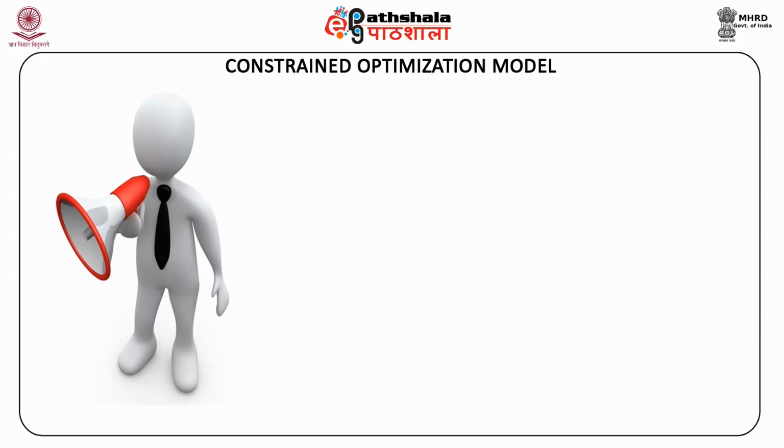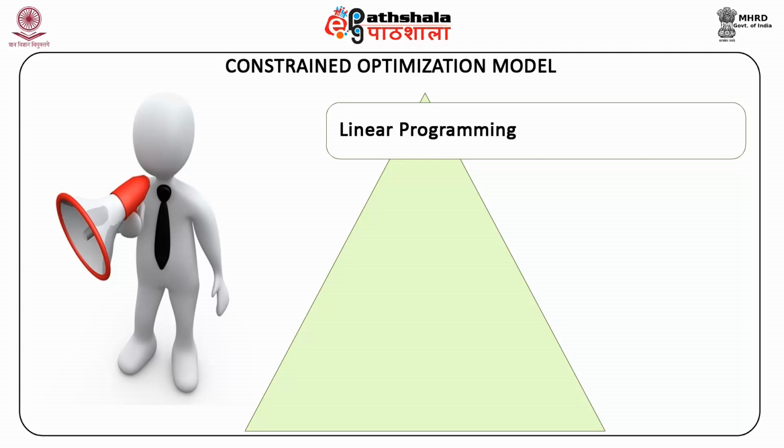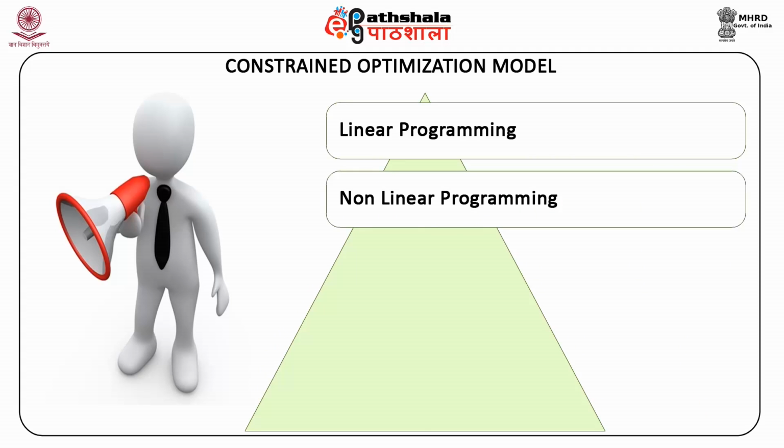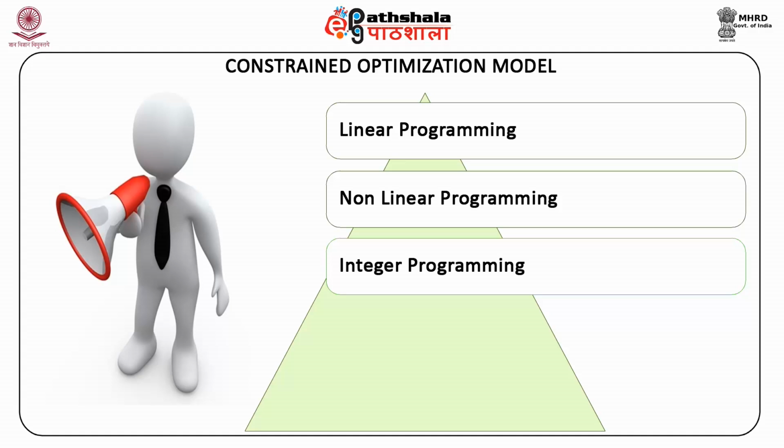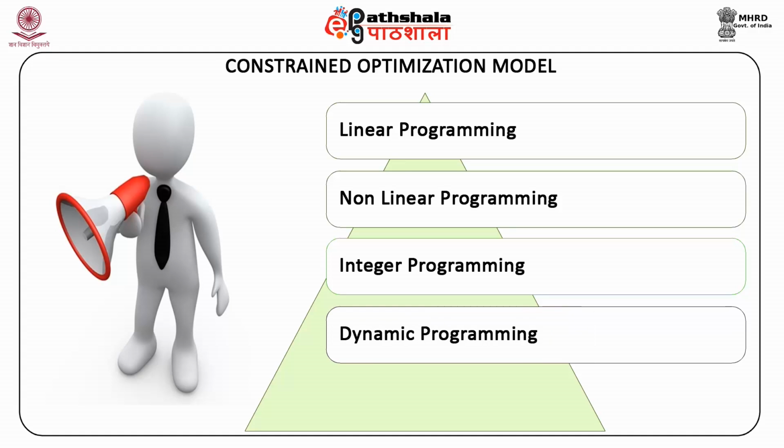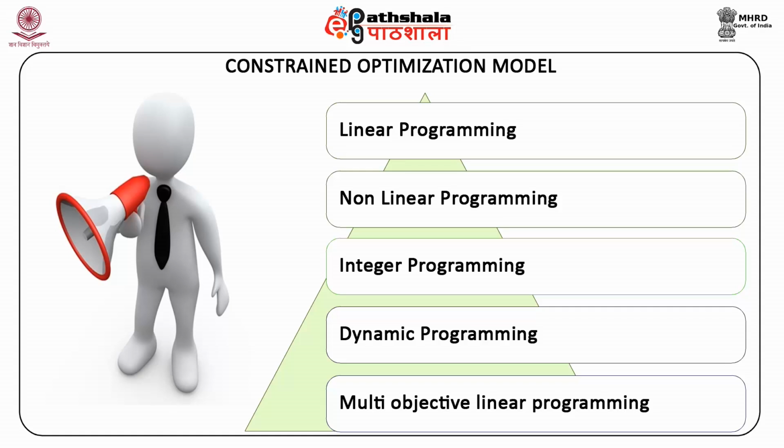The second model is the constraint optimization model. This is a series of mathematical models used for project selection. Basically, these models are used in very large projects. The various methods used under this model are: first, linear programming; second, non-linear programming; third, integer programming; fourth, dynamic programming; and fifth, multi-objective linear programming. The above methods are used in complex and large projects.